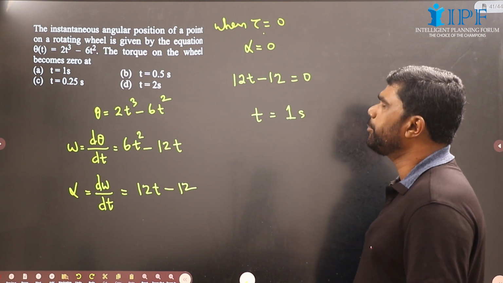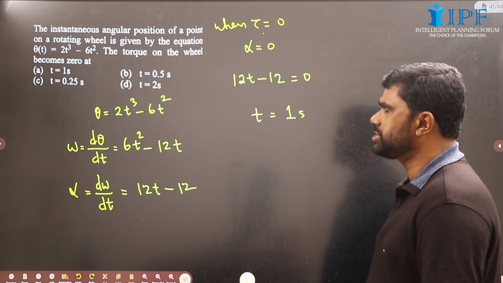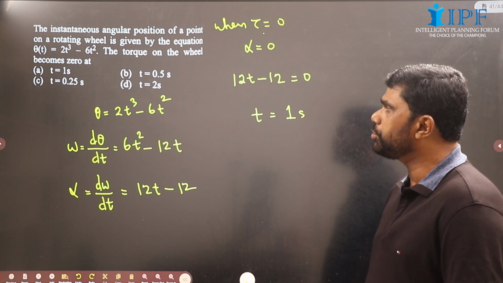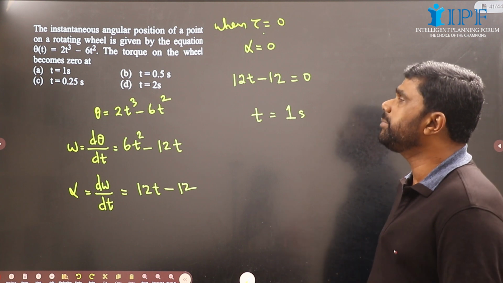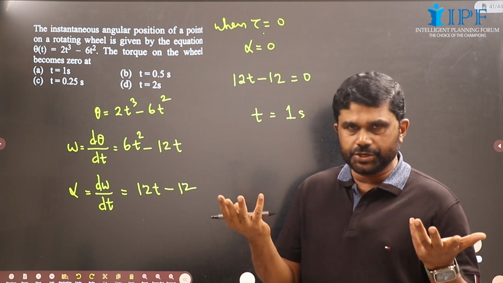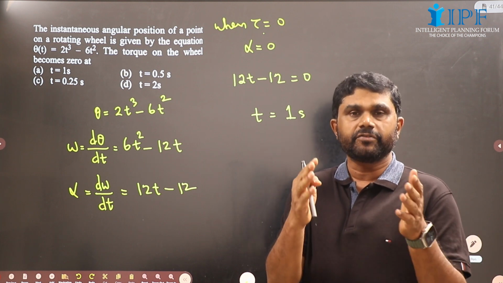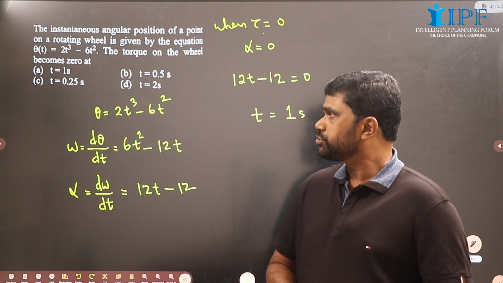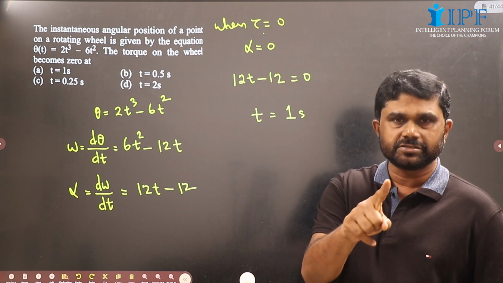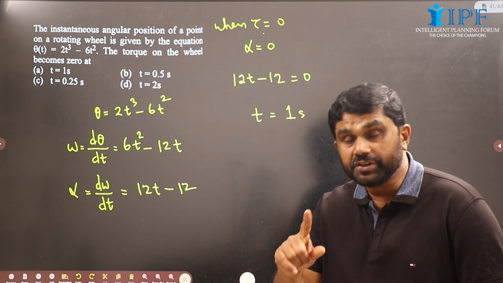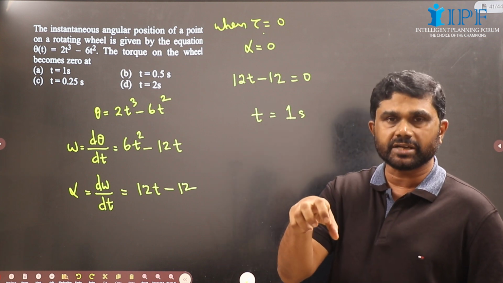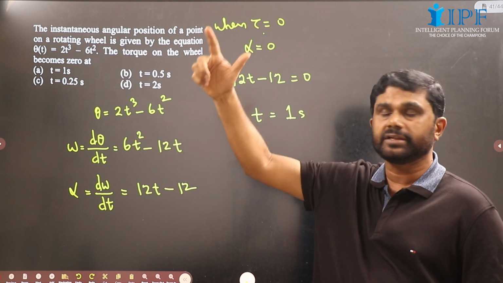The instantaneous angular position of a point on a rotating wheel is given by the equation theta, the instantaneous angular displacement, equal to 2t cube minus 6t square. Find when the torque on the wheel becomes 0. When torque equals 0, angular acceleration will be 0. So we have to find the time when the angular acceleration becomes 0. If you differentiate the angular displacement with respect to time once, you will get angular velocity. If you differentiate once more, you will get angular acceleration. Find the angular acceleration, equate it to 0, and then find the time.